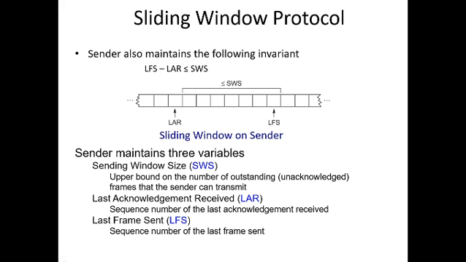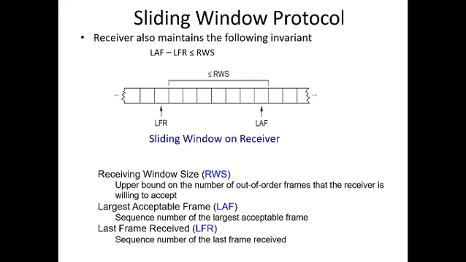Similarly, the receiver will be maintaining a receiving window size, that is RWS. The receiver maintains the following invariant: LAF minus LFR will be less than or equal to RWS. What is RWS? Receiver window size. LAF is the sequence number of the largest acceptable frame, and LFR is the last frame received.